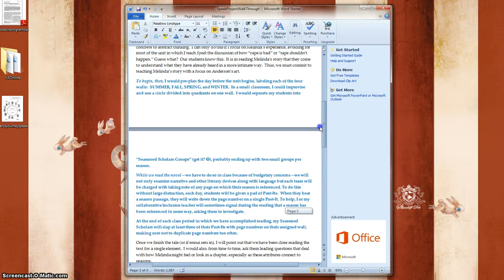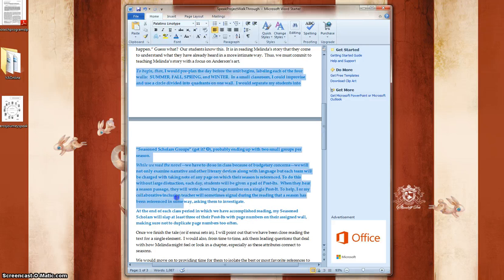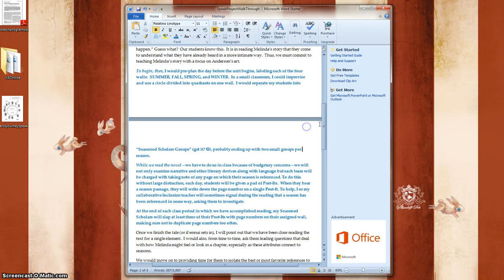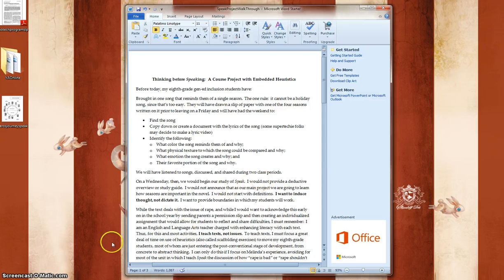I've highlighted this blue up here because that's one heuristic, right? Study that. That's one embedded heuristic within this much larger plan. You could do something like this if you chose to do it.